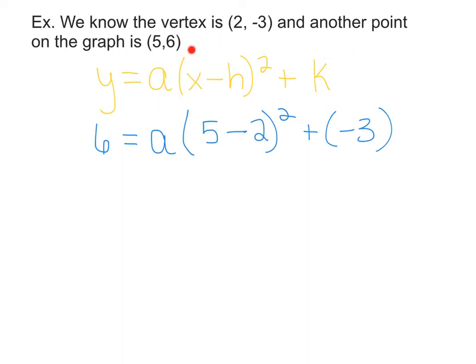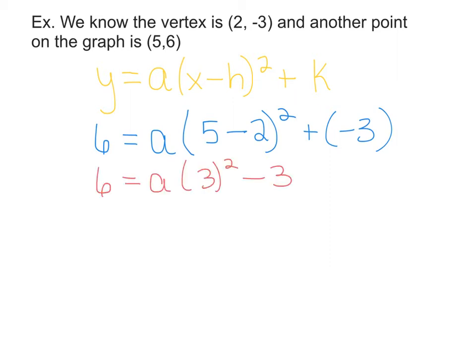Now notice, this point is my x and my y. So my y is 6 and my x is 5. So I'm just substituting that in. This is my vertex, which is my h and my k. So my h goes right here and my k goes right there. So now I'm just going to keep doing the math, simplifying as I go and solving for a.